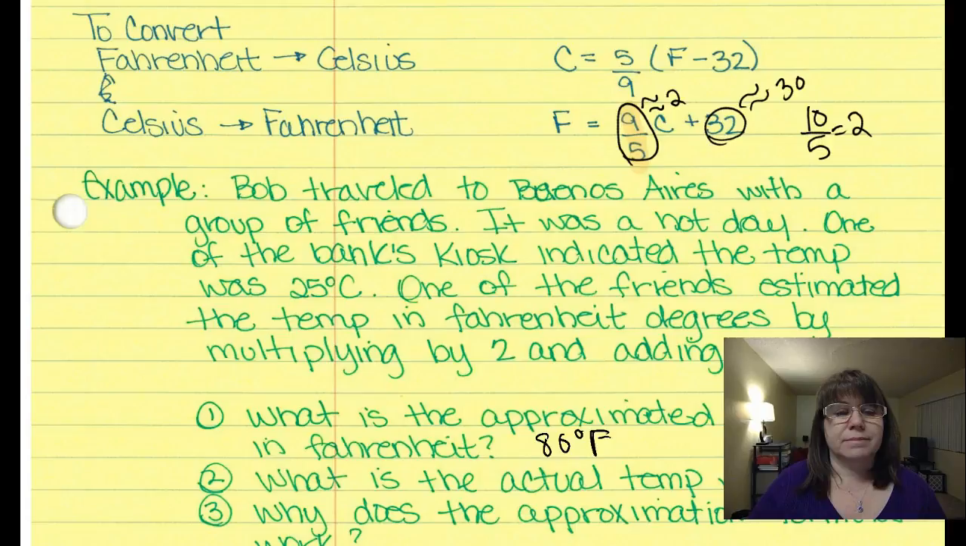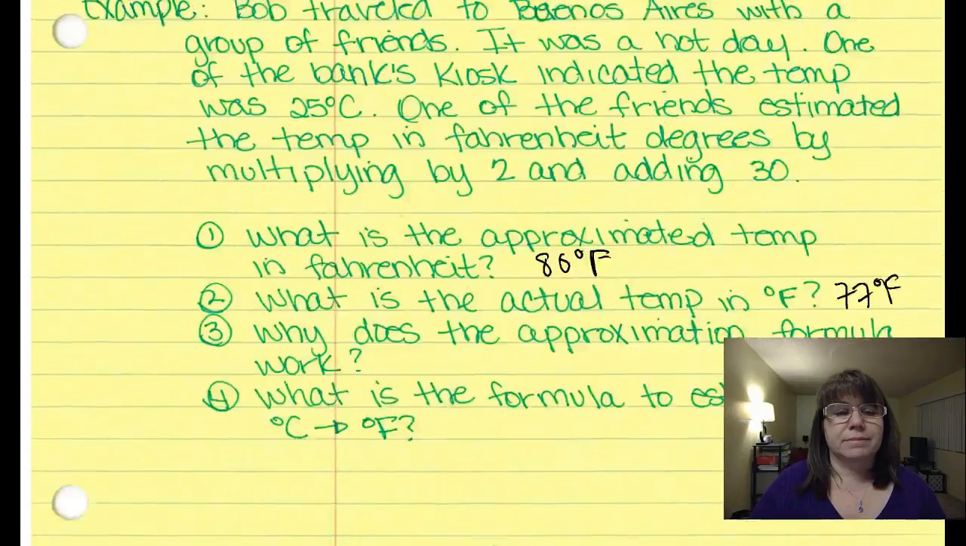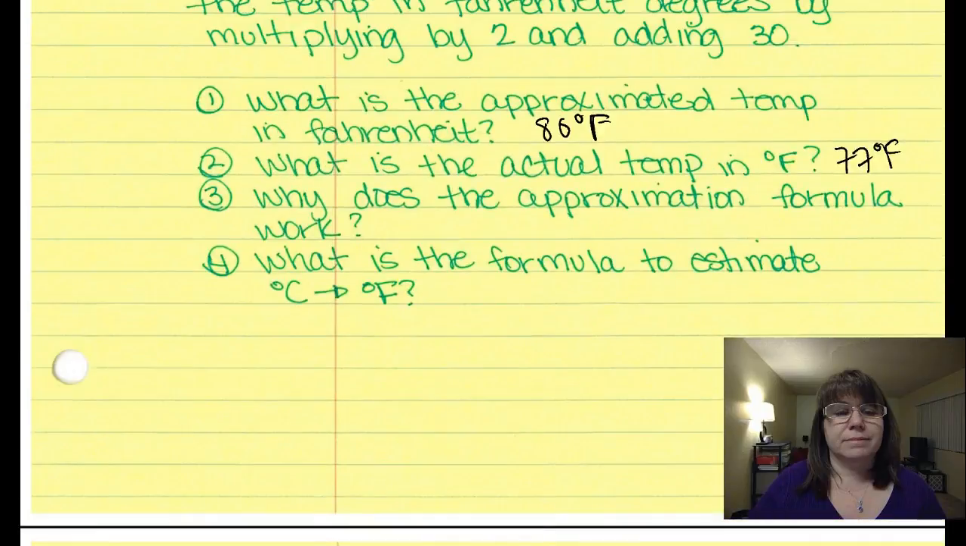And if we wanted to estimate, last question here, if we want to estimate Celsius from Fahrenheit, then what we do is we take the Fahrenheit minus 30 and divide by 2. That would be the opposite of multiplying by 2 and adding 30. First we have to subtract 30, then divide by 2.